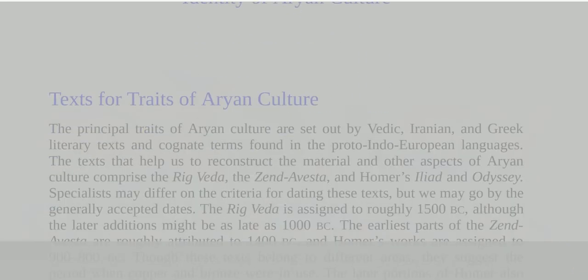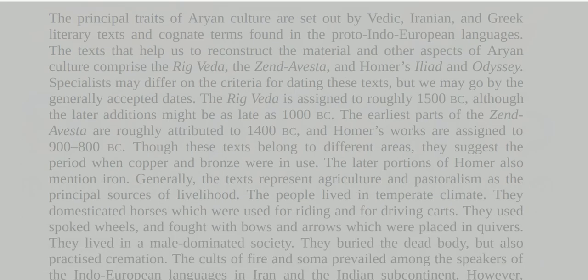the Rig Veda, the Zend-Avesta, and Homer's Iliad and Odyssey. Specialists may differ on the criteria for dating these texts, but we may go by the generally accepted dates. The Rig Veda is assigned to roughly 1500 BC, although the later additions might be as late as 1000 BC. The earliest parts of the Zend-Avesta are roughly attributed to 1400 BC, and Homer's works are assigned to 900-800 BC.